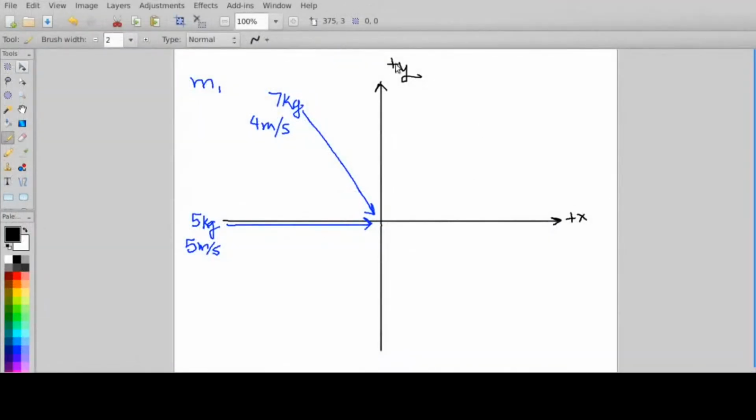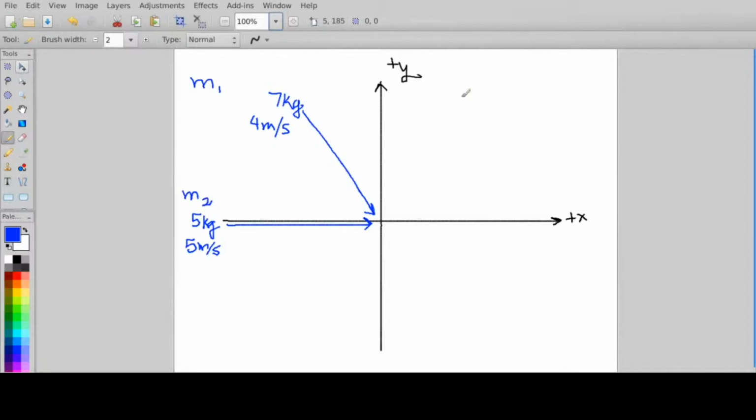Okay, so let's take a look at that diagram. What you're seeing here is M1, and I didn't label M2, but this is M1. It's a 7 kilogram mass traveling at 4 meters per second, and this one over here, that one is M2.